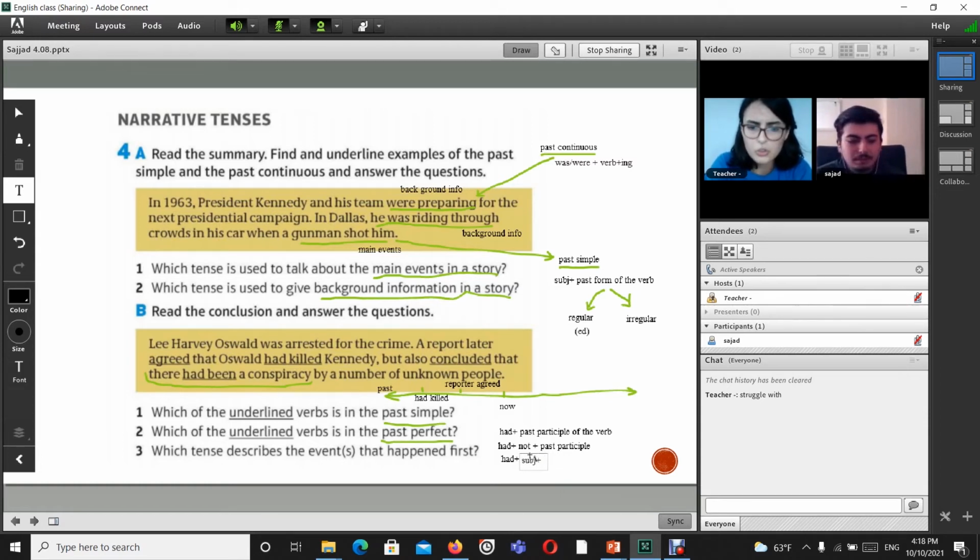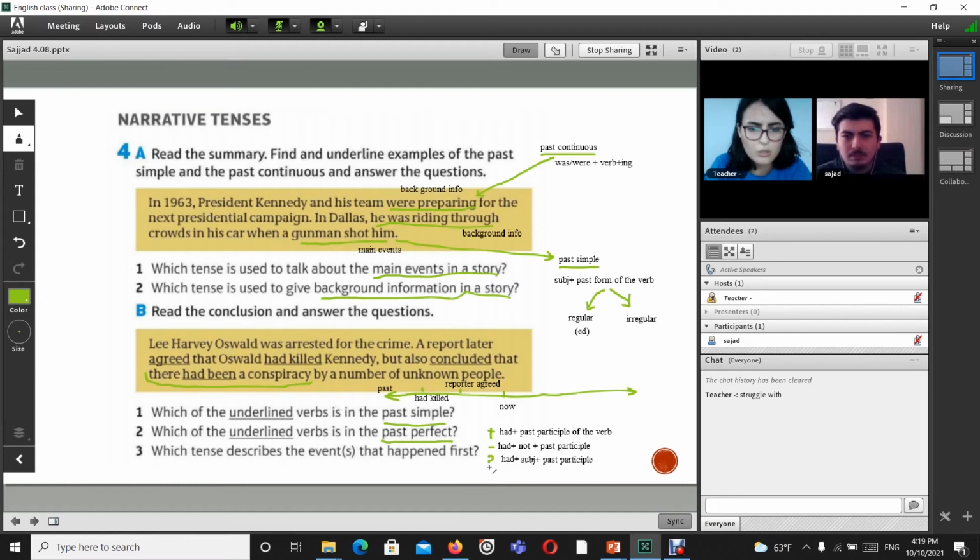Had plus subject, and? Had there plus past participle. Good. And the rest of the sentence. So we can say that the first one is the positive form, then we have the negative form, and then we have the question form.